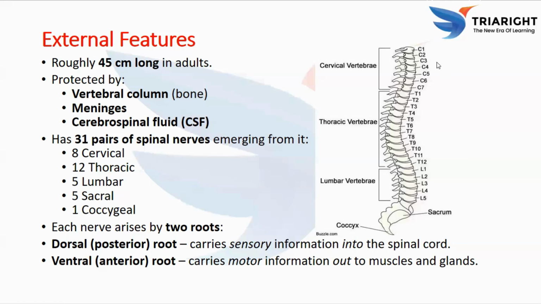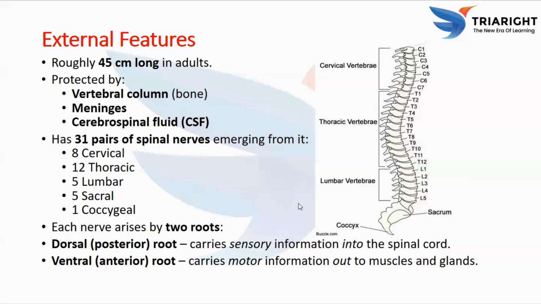For example, there are cervical 8 pairs. What is the functionality of these 8 pairs? Neck, shoulders and arms. Whereas coming to thoracic vertebrae, there are 12 pairs. They are present in the chest and upper back. Whereas lumbar vertebrae, there are 5 pairs and they are present in the lower back and legs. Coming to sacral, these are 5 pairs. They are present in the pelvis and lower limbs. And coccygeal, 1 pair. It is present in the tailbone area.